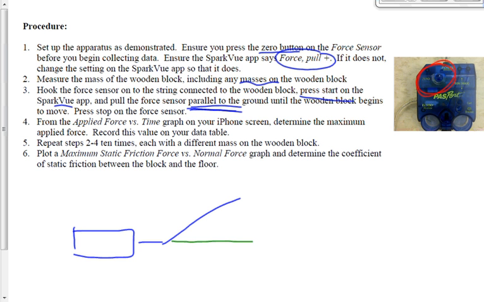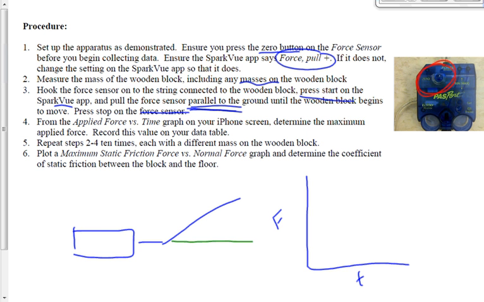you can press stop. Not on the force sensor, that should say press stop on the what? You press start on the app, you're going to press stop on the app as well. You're going to see a graph on your iPhone screen. It's going to be the applied force versus time.